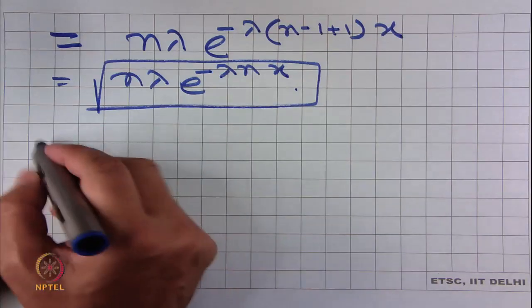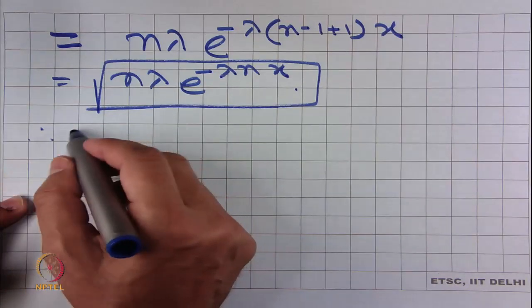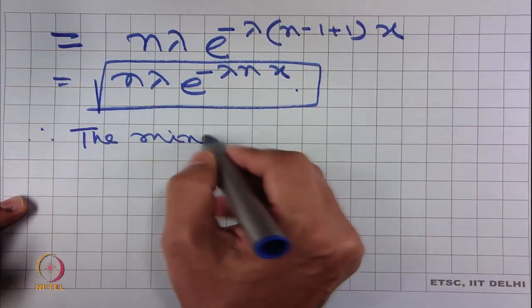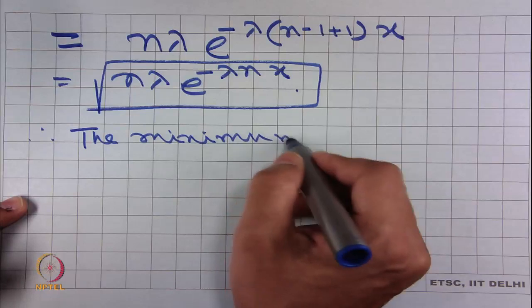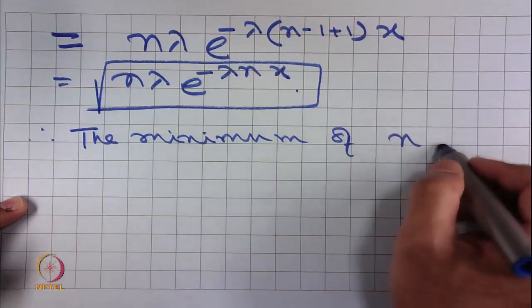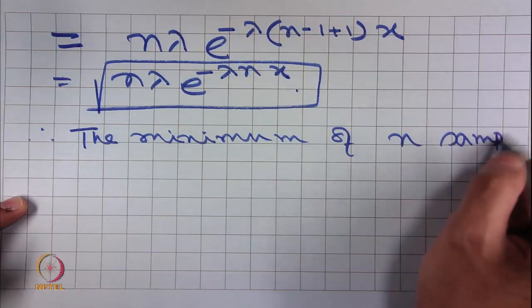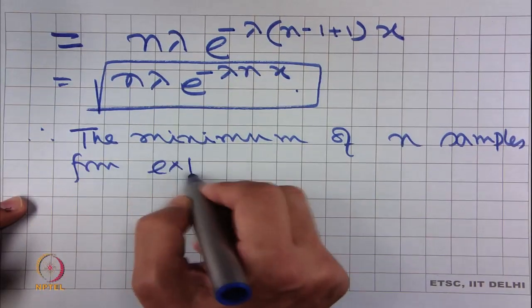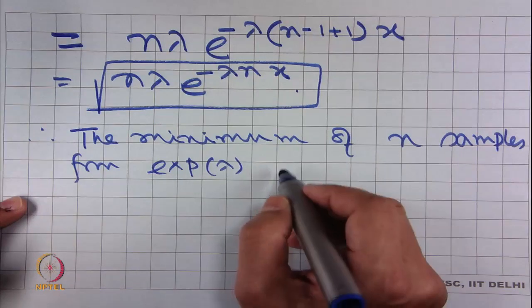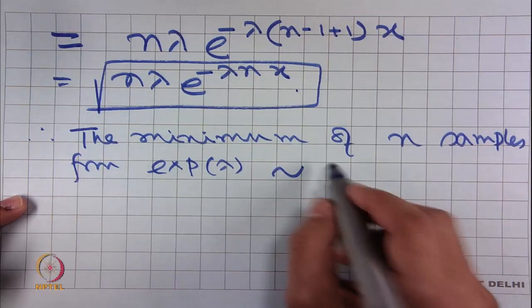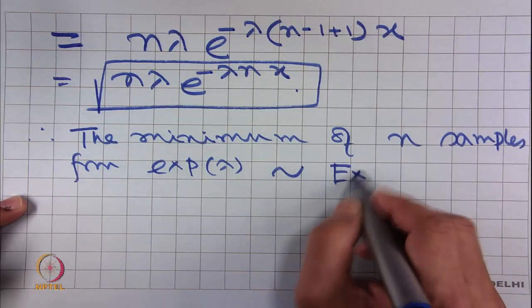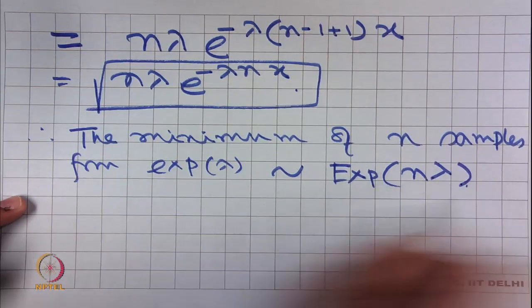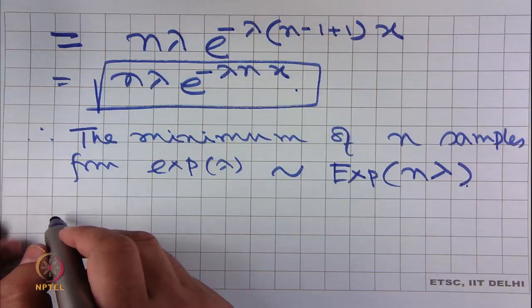Therefore, the minimum of n samples from exponential lambda is distributed as exponential with n lambda.